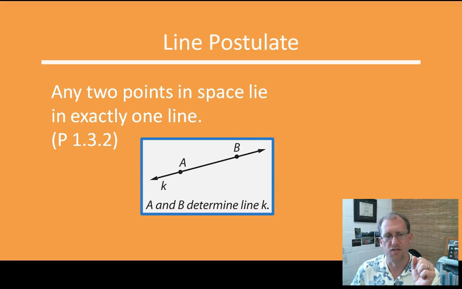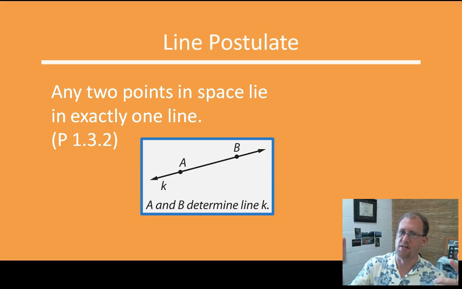The line postulate also can go backwards and say that any 2 points in space lie on exactly one line. So if I have 2 points in space, there's only one line that will connect them. So I can use 2 points to define a line, and I can only define one line. You can't draw multiple lines with the same 2 points in space.